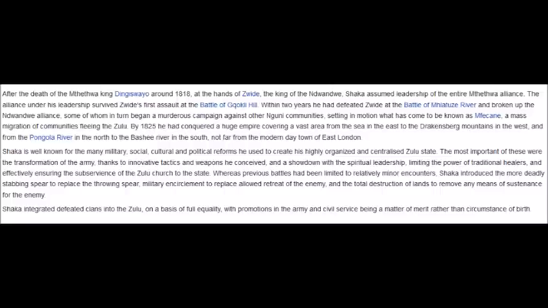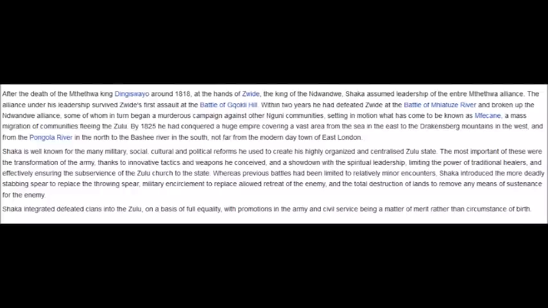All right, so here we go. It says, after the death of Mthethwa King Dingiswayo around 1818 at the hands of Zwide, the king of the Ndwandwe, Shaka assumed leadership of the entire Mthethwa alliance. The alliance under his leadership survived Zwide's first assault at the Battle of Gqokli Hill.